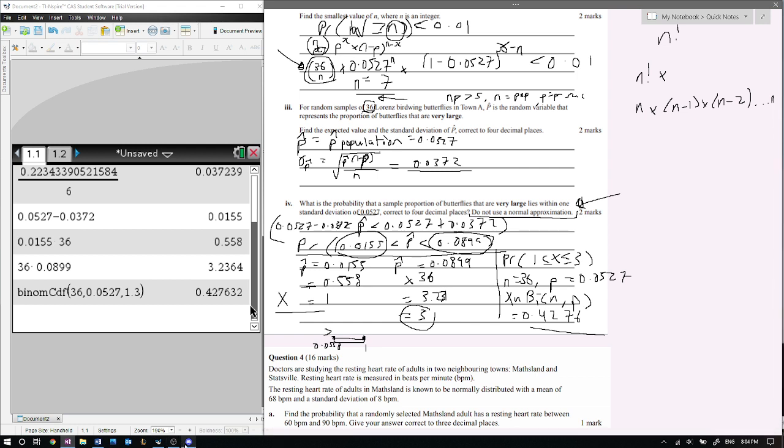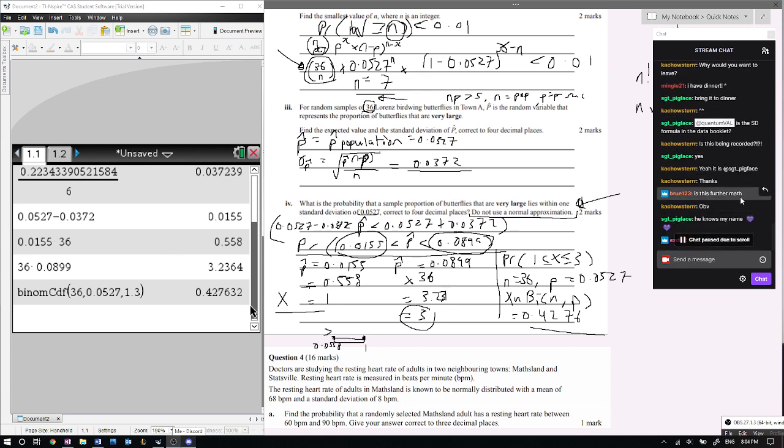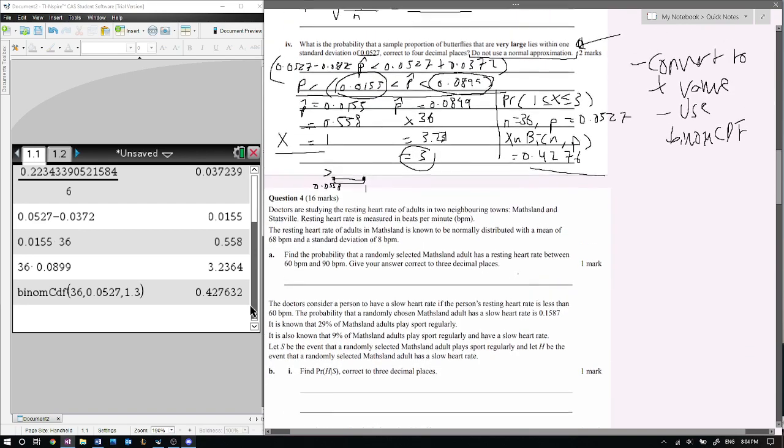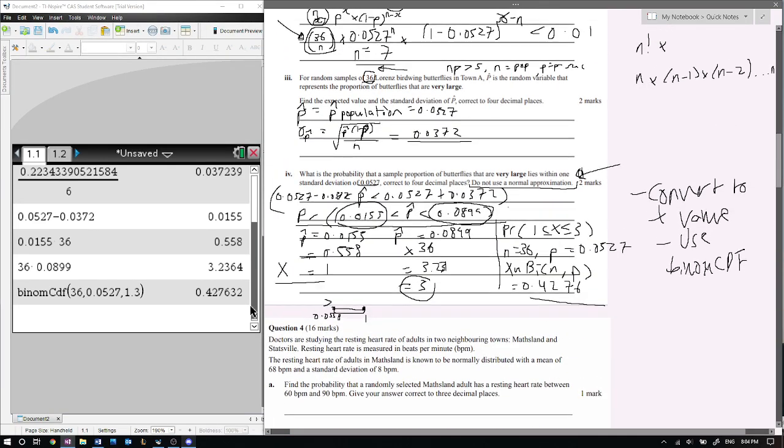So, the key thing to take away from this question. That was a lot of me just doing the question, so if you haven't listened to me the entire time, the key thing is when you see a proportion question where it's greater than, or greater than or equal to, and less than, always convert it to its actual x value and then use the binomial distribution. Let's write that down here. Convert to x value, use binomial CDF to solve.